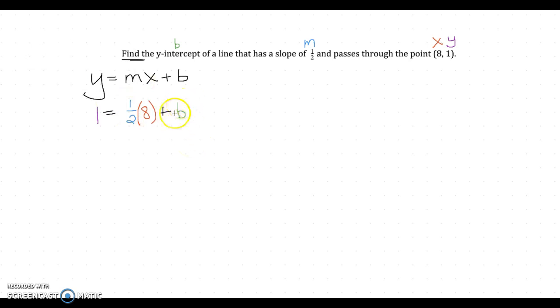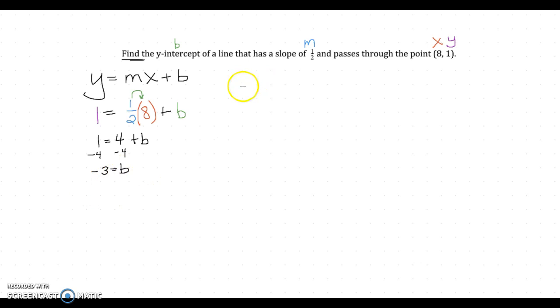So that means that b is what I'm looking for. b is what I'm trying to get by itself. So I want to start simplifying. First, I want to simplify this 1/2 times 8. So I end up getting 1 = 4 + b, since 1/2 of 8 is 4. And then if I want to get b by itself, I still have to get rid of this positive 4 by subtracting 4 on both sides. And 1 minus 4 is -3.